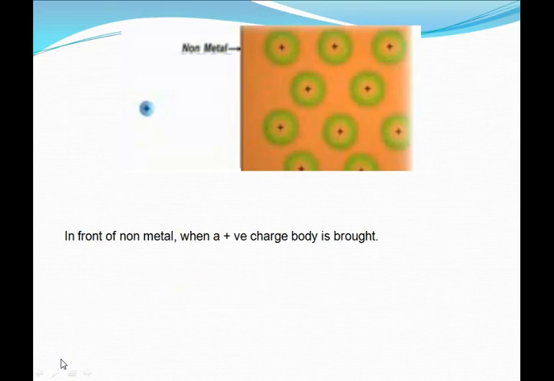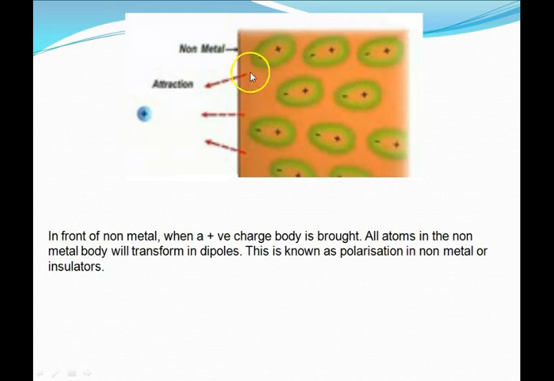Now, if it is a non-metal, a number of atoms are there, you bring the positive charge body near to it, again you will say the distortion of all these atoms will take place and the orientation will be toward this side. That is very, very important. I think we have shown it in the diagram. Firstly, all the atoms will be polarized. The center of the positive and the center of the negative charge shift. The positive will repel the positive, but here, as all of you can check, this orientation is towards the positive charge, so that is very, very important.